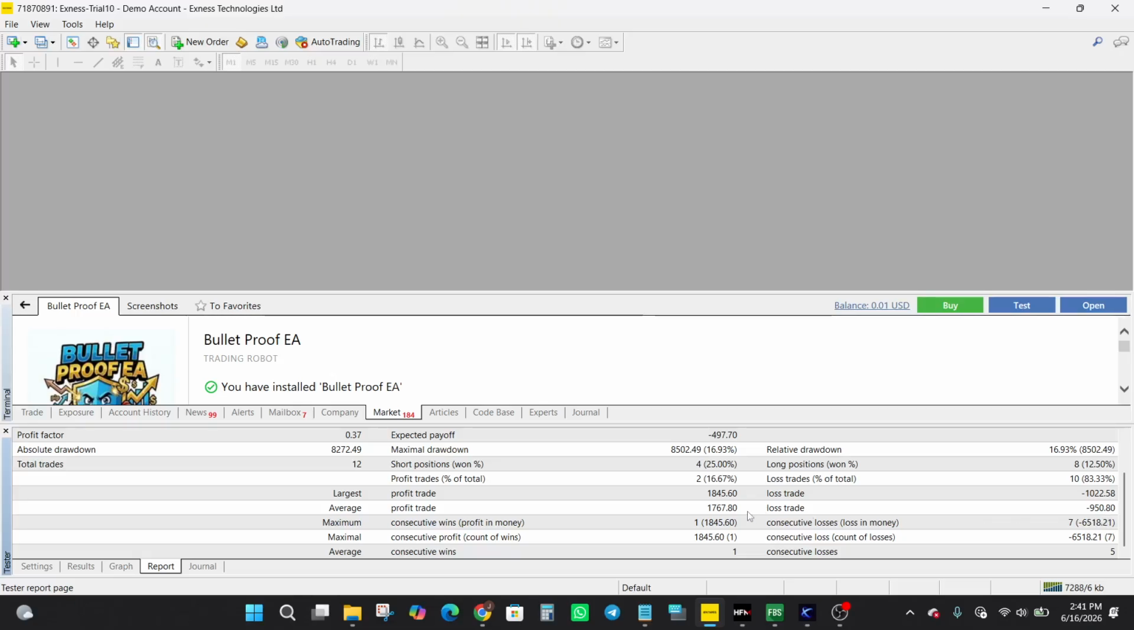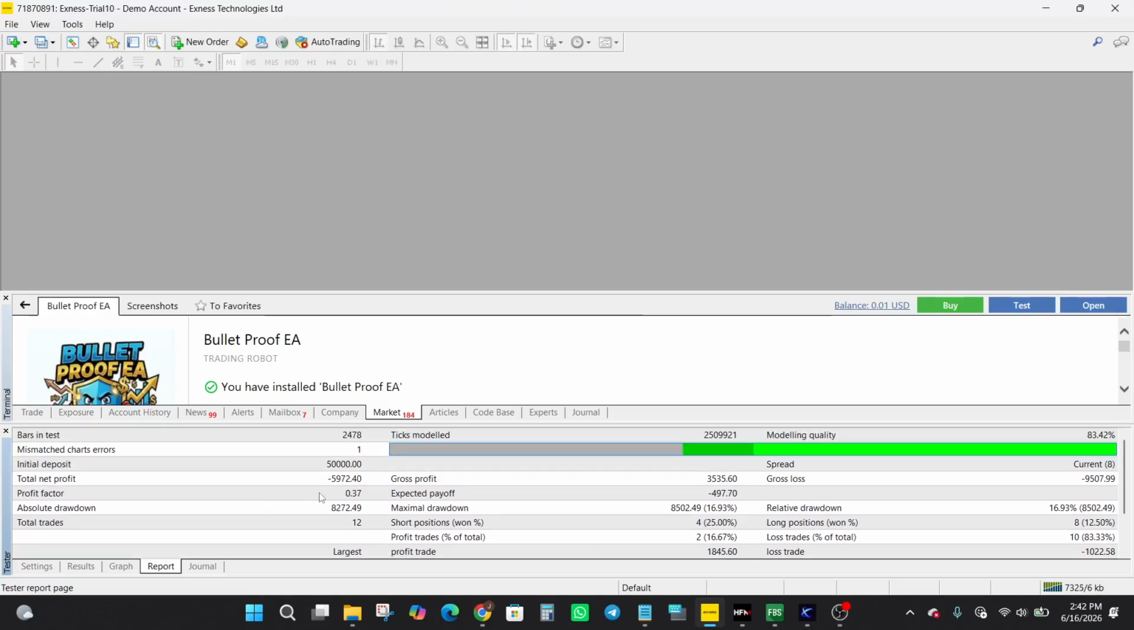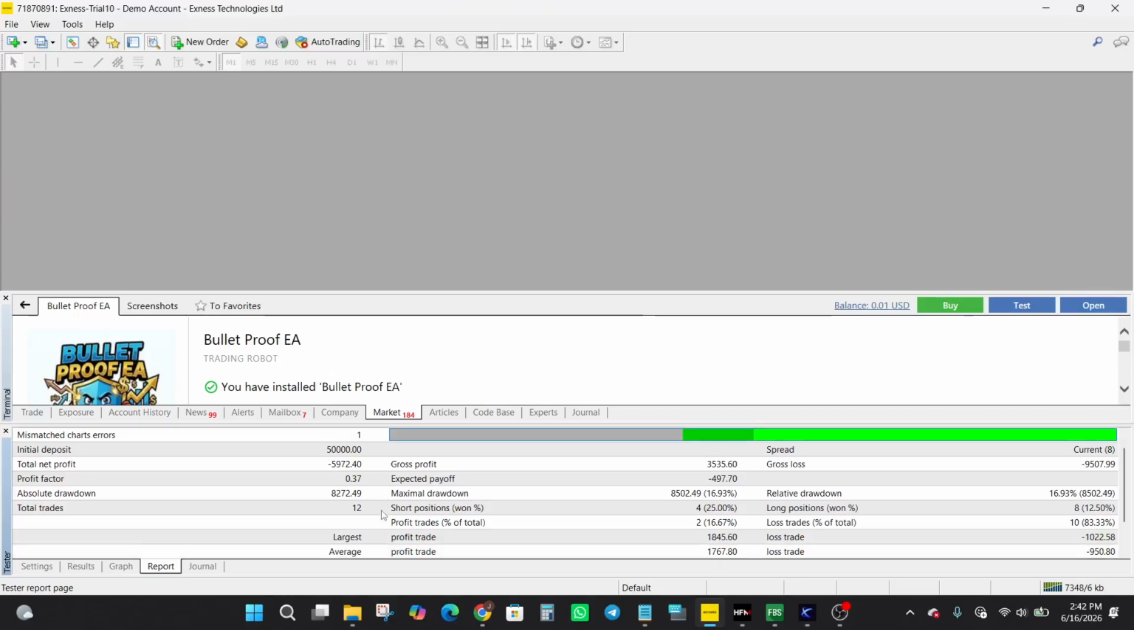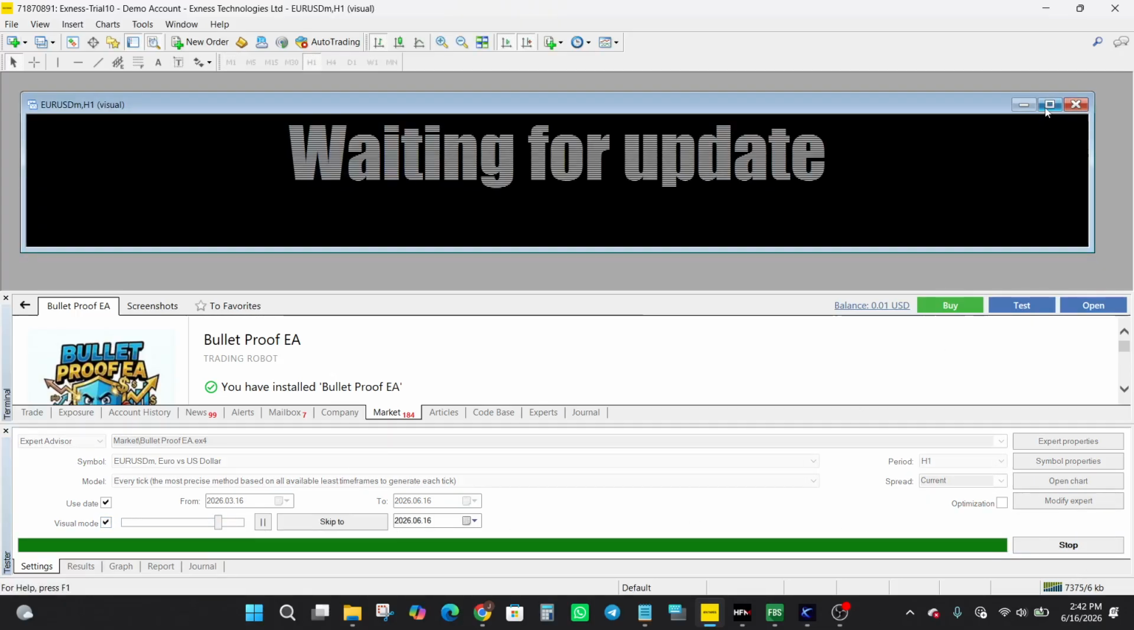So this shows me that the risk to reward ratio is actually good. Not excellent per se, but okay at least. But the win rate is very low, so I'm not surprised to see a negative net profit that was more than 10%. I think this should be close to 12%. Now let us turn on the visuals so we can see the EA in action.